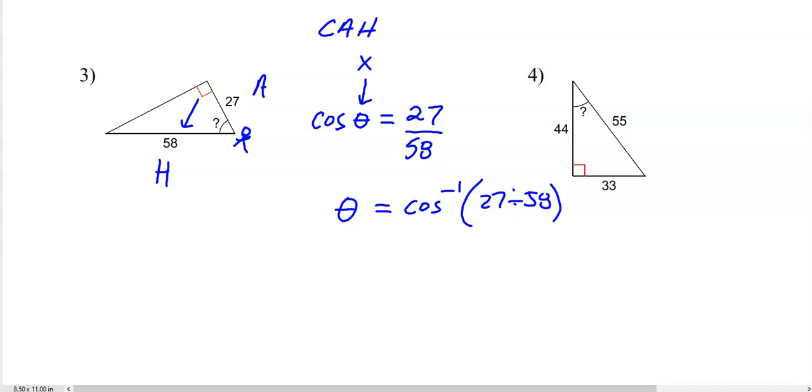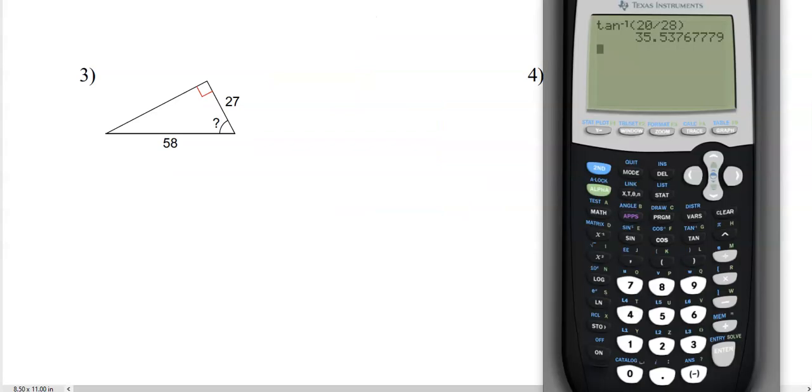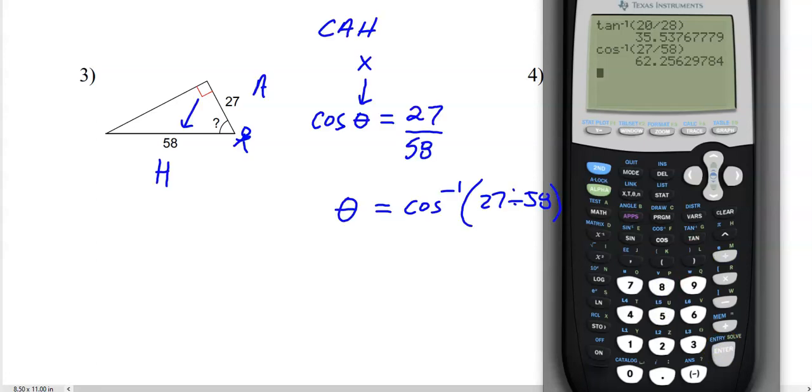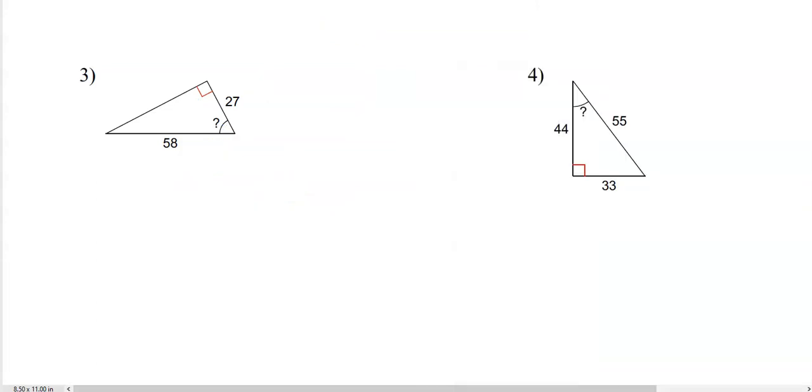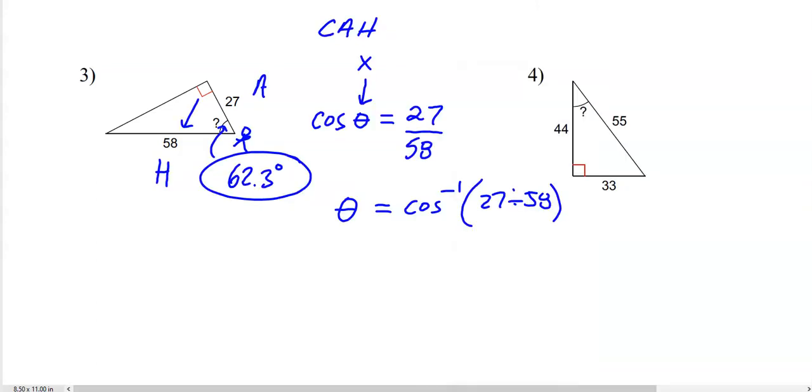So cosine 27 over 58. So second cosine 27 divided by 58. Bam. 62.3 degrees. And you always just want to look and make sure, does that look legit? And I think that looks legit for this angle. That looks reasonable. I'm not going to do the next one, but you might look at it and be like, whoa, something's weird here, because they give you all 3 sides. So this one's even easier.